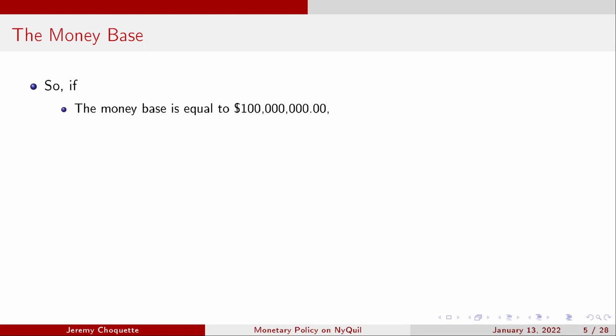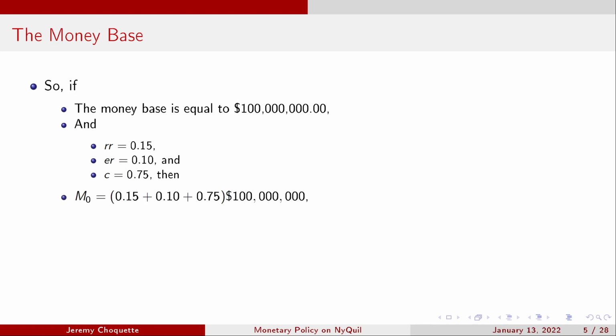So for an example, if, say, the money base is equal to $100 million, and required reserves equals 0.15, excess reserves equals 0.10, and then the currency component is the remaining 0.75, then essentially that just tells us how much of the money base is required reserves, excess reserves, and currency.